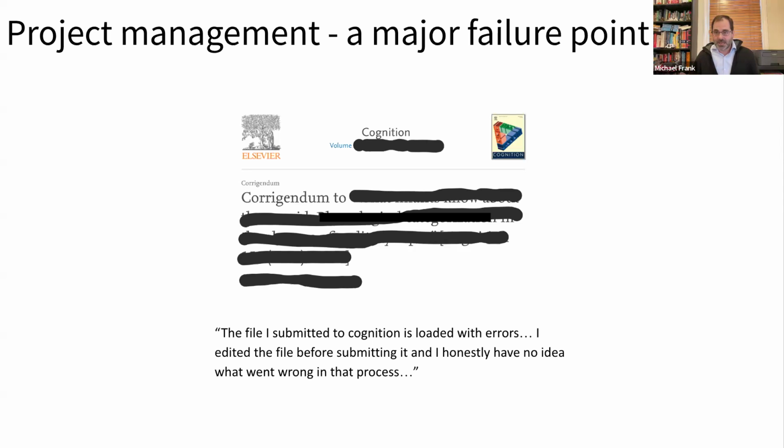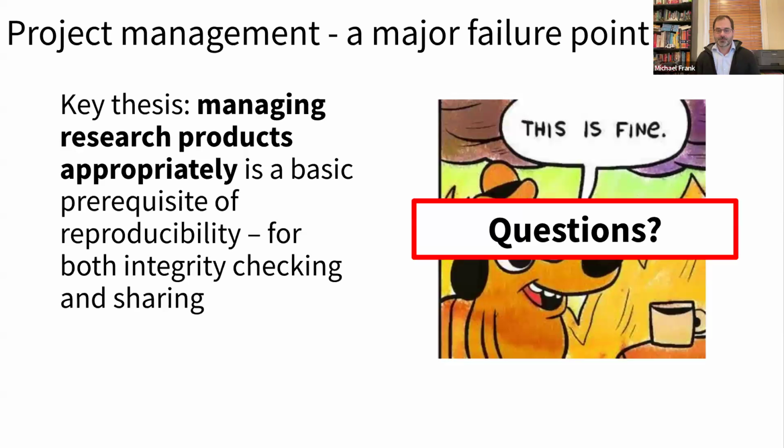So what they reported there is essentially a failure of project management. They didn't have a clear version of the data file to upload, so they didn't have a final data file that was used in their analysis. They were doing editing. They didn't have some sort of versioning system to keep track of that editing. And so as a result, they ended up submitting the wrong data file, even though they had the right one. And as a result, their paper was non-reproducible.